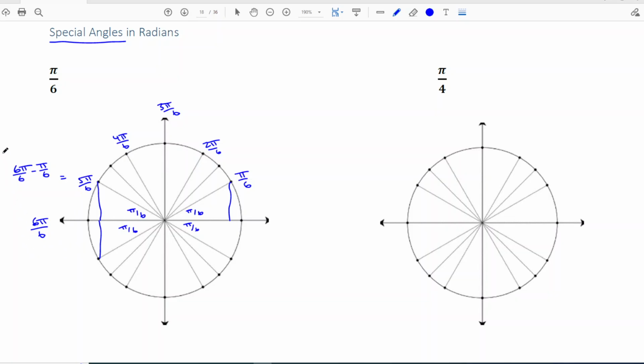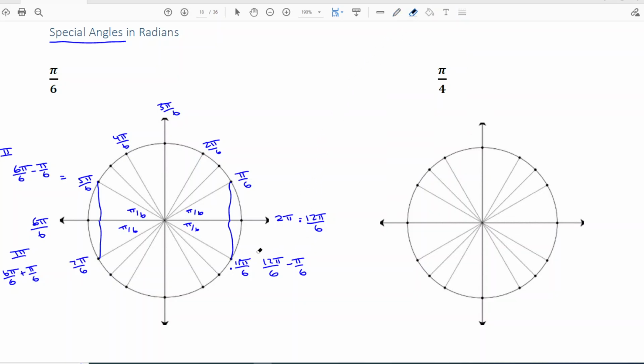And then in quadrant 3, you would be doing that pi, which is 6 pi by 6, plus the pi by 6. So in quadrant 3, the angle would be 7 pi by 6. And then in quadrant 4, this is 2 pi, which could also be 12 pi by 6. Then you're going to be in here, and you're going to be 12 pi by 6 minus that pi by 6, which would make this angle 11 pi by 6.